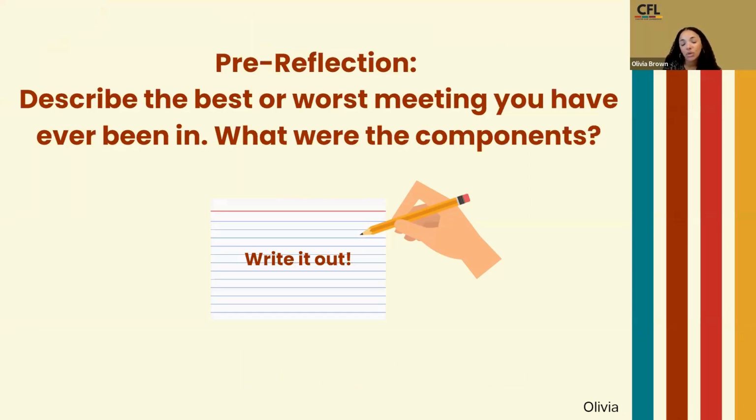So this can be a student organization meeting, this can be a work meeting if you have a job on or off campus, or maybe a meeting that you had in high school that either went really, really well or really not well.